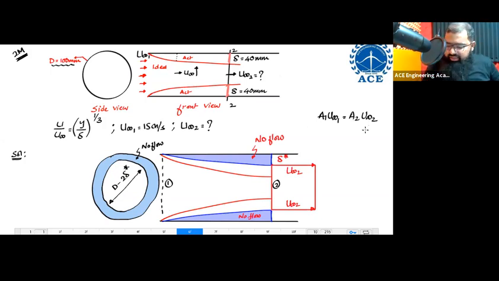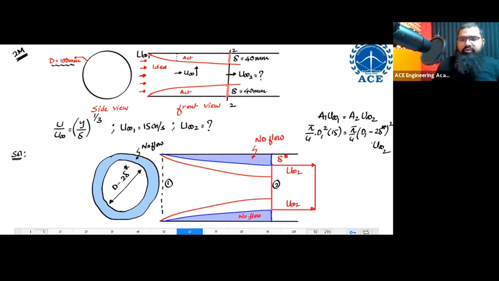A1 u infinity 1 has to be equal to A2 u infinity 2. What is the A1 value over here? A1 is pi by 4 d1 square multiplied by u infinity 1, which is 15, and this has to be equal to A2, which is pi by 4 times the diameter, which is equal to how much? D1 minus 2 times delta star, whole square, multiplied by u infinity 2.